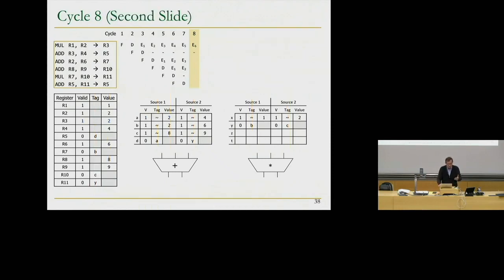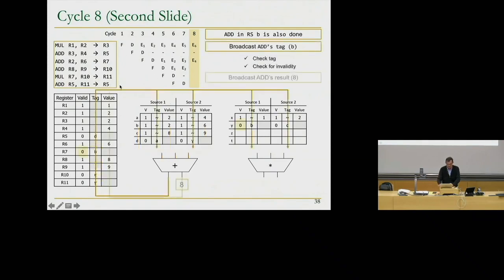So the second thing that's happening is exactly the same thing. It turns out this instruction add is also done. So it does exactly the same thing. It broadcasts its tag, which is B. B goes everywhere, and it broadcasts its value also. So every location that's waiting for B, let me go back, that's waiting for B and that's invalid, captures the value that's broadcast, and essentially they get 8.